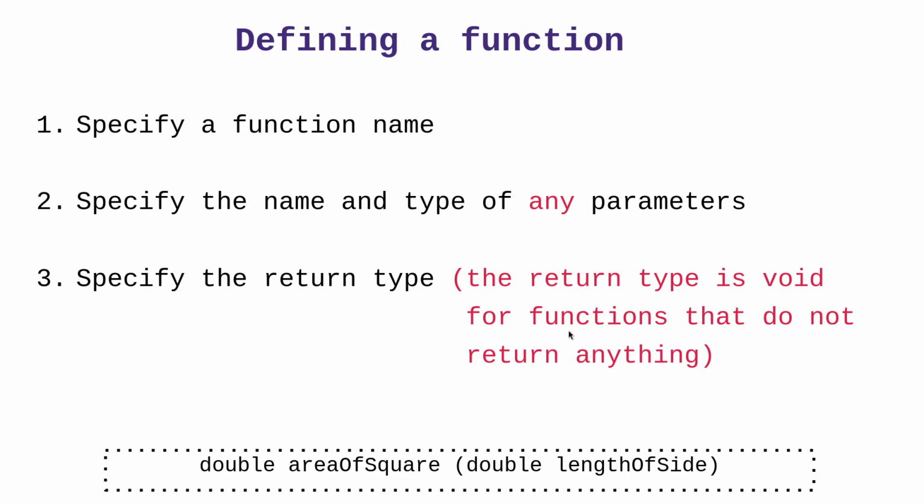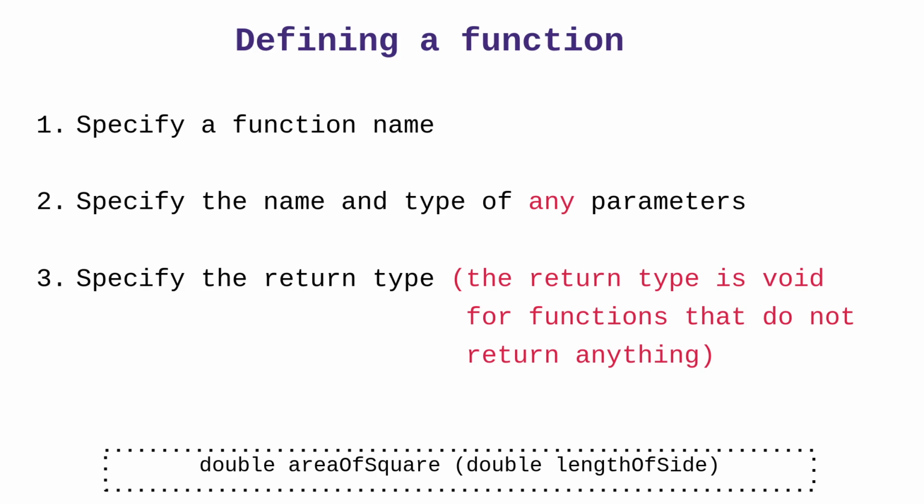Okay, so there's always the need to create a function. And to create a function, we need to specify a few parts. We need to specify a function name. We need to specify the name and type of the parameters. Again, the parameters are the inputs. And we need to specify the return type.